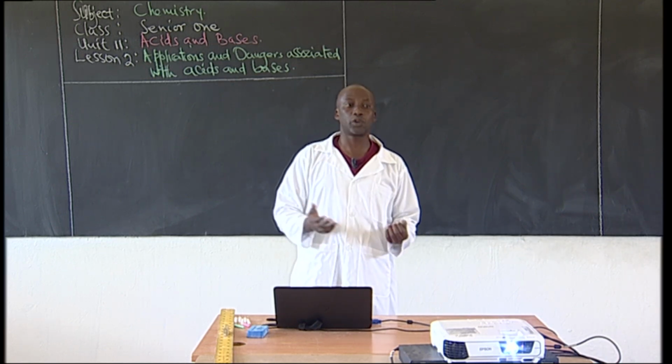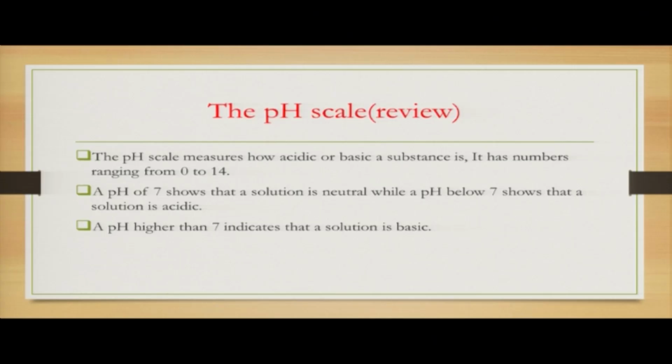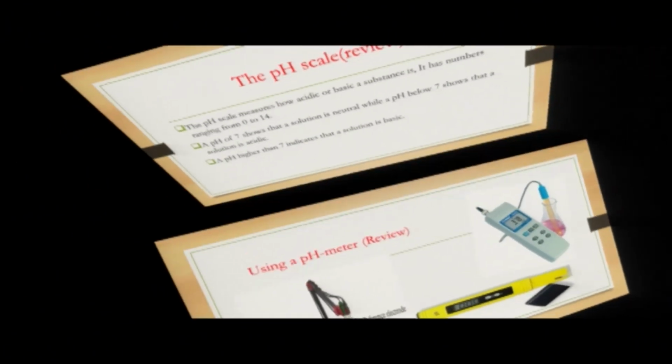So we have mentioned that if the pH is 7, the solution is neutral, neither acidic nor basic. If it has a pH that is above 7, then the solution is alkaline or basic. If it is below 7, that is ranging from 0 to 7, that solution will be acidic.